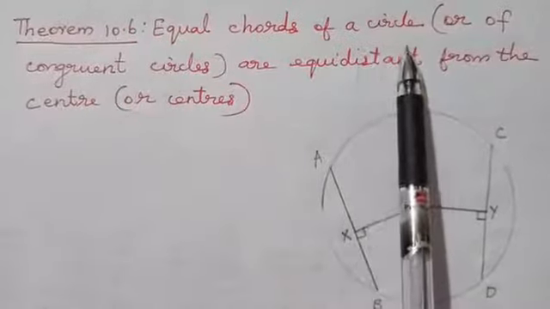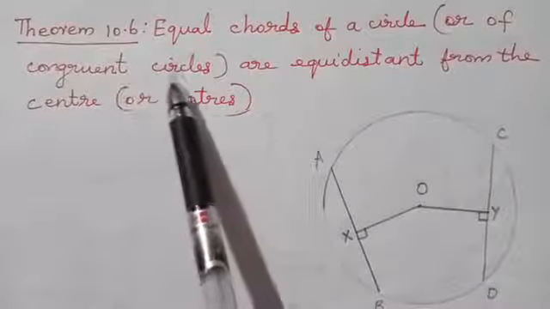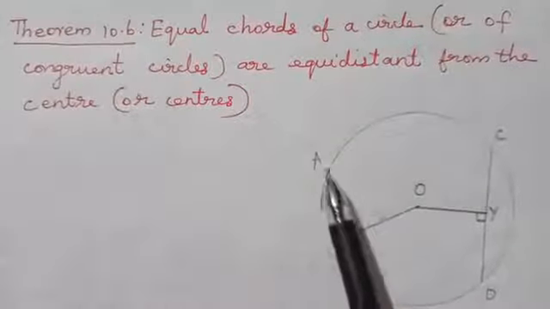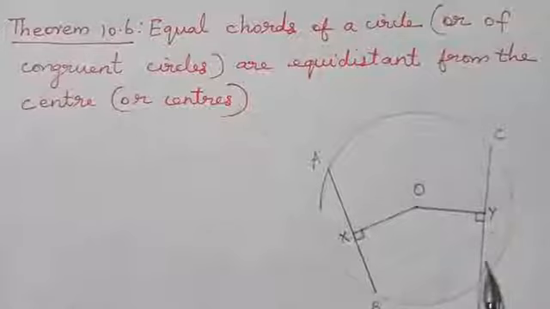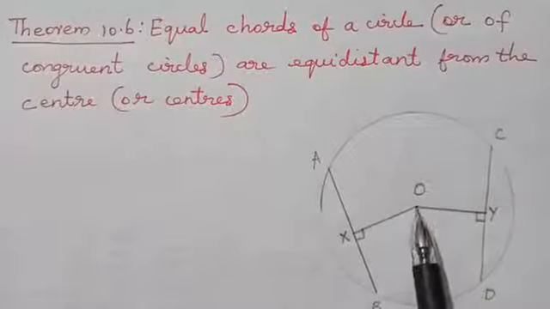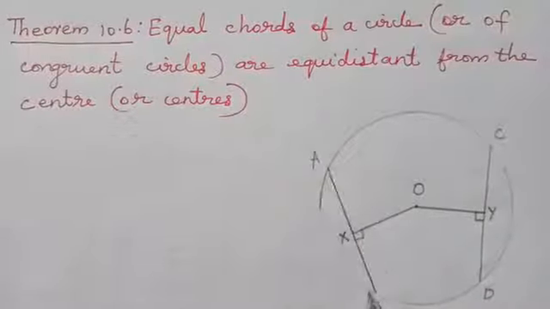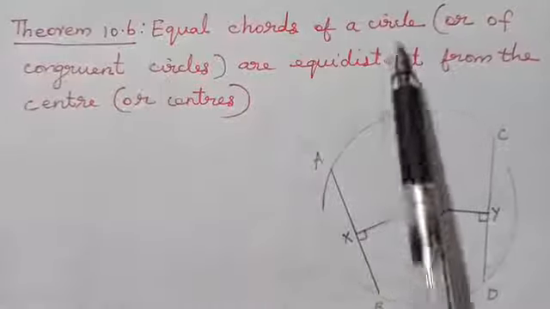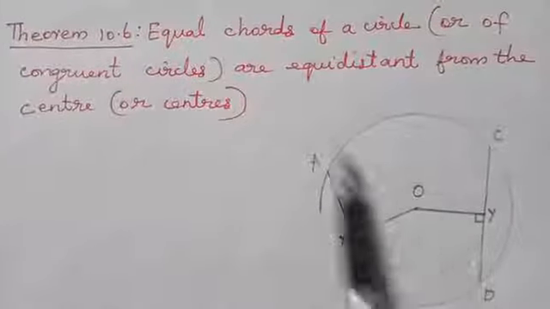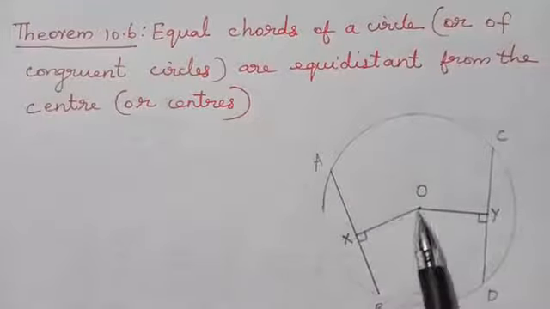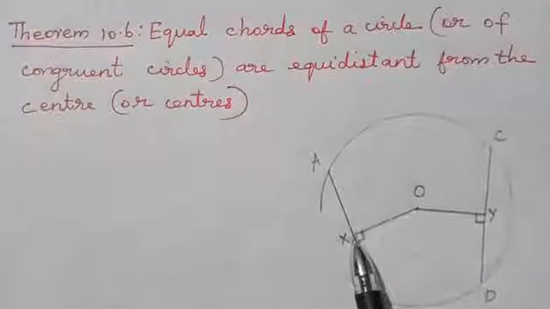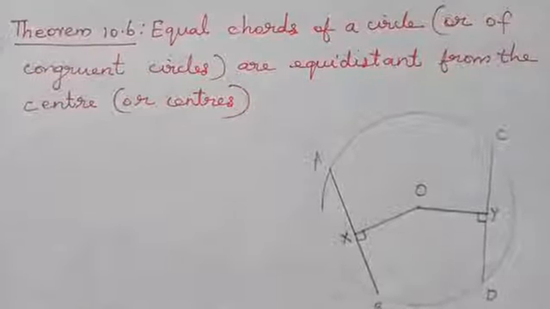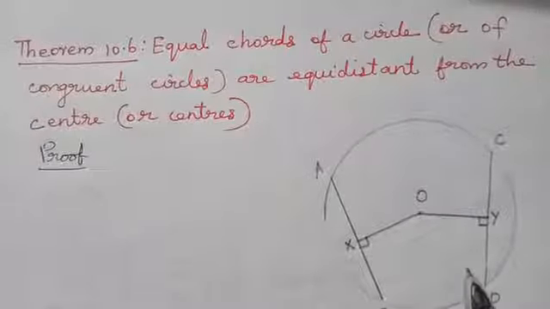Equal chords of a circle or of congruent circles are equidistant from the center. That means, given here a circle with center O, this chord AB and chord CD are equal. Equal chords of a circle are equidistant from the center. That means from the center this distance and this distance are equal. Now we are going to prove this theorem.